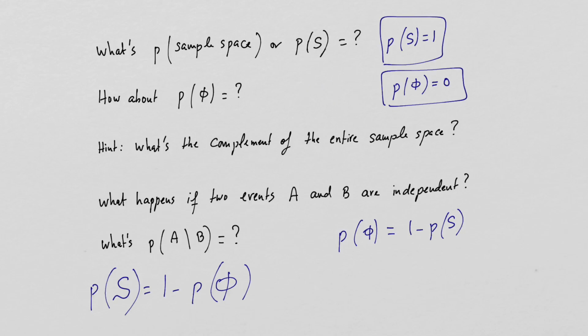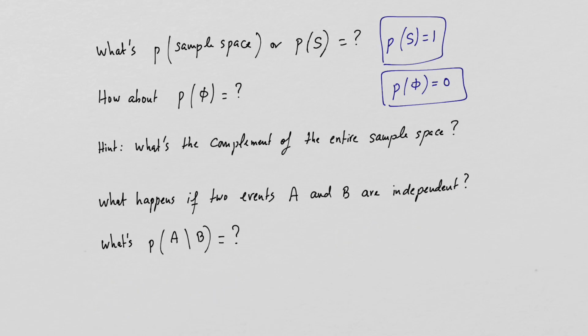All right, now, let me erase this. So I'm giving you a hint here, of course. What's the complement of the entire sample space, okay? So my next question, and I'll end here. What happens if two events are independent? What happens to the conditional probability?